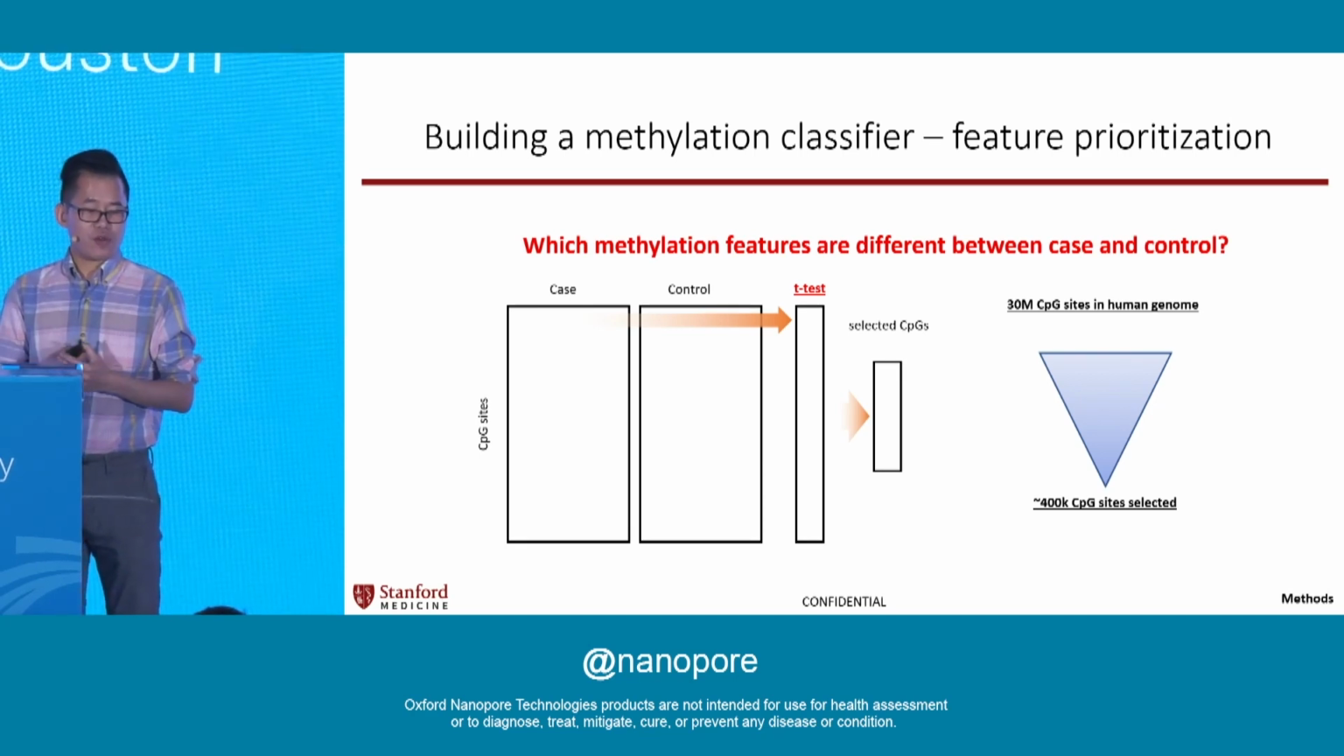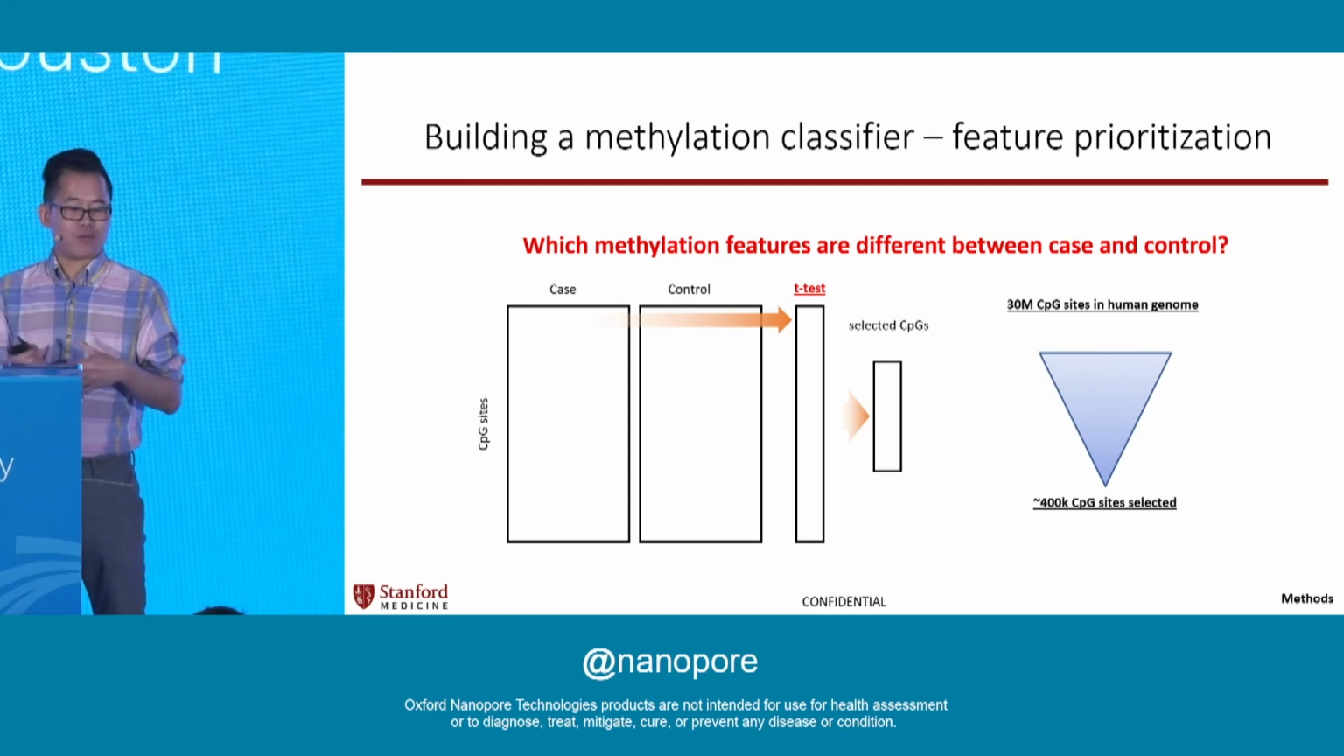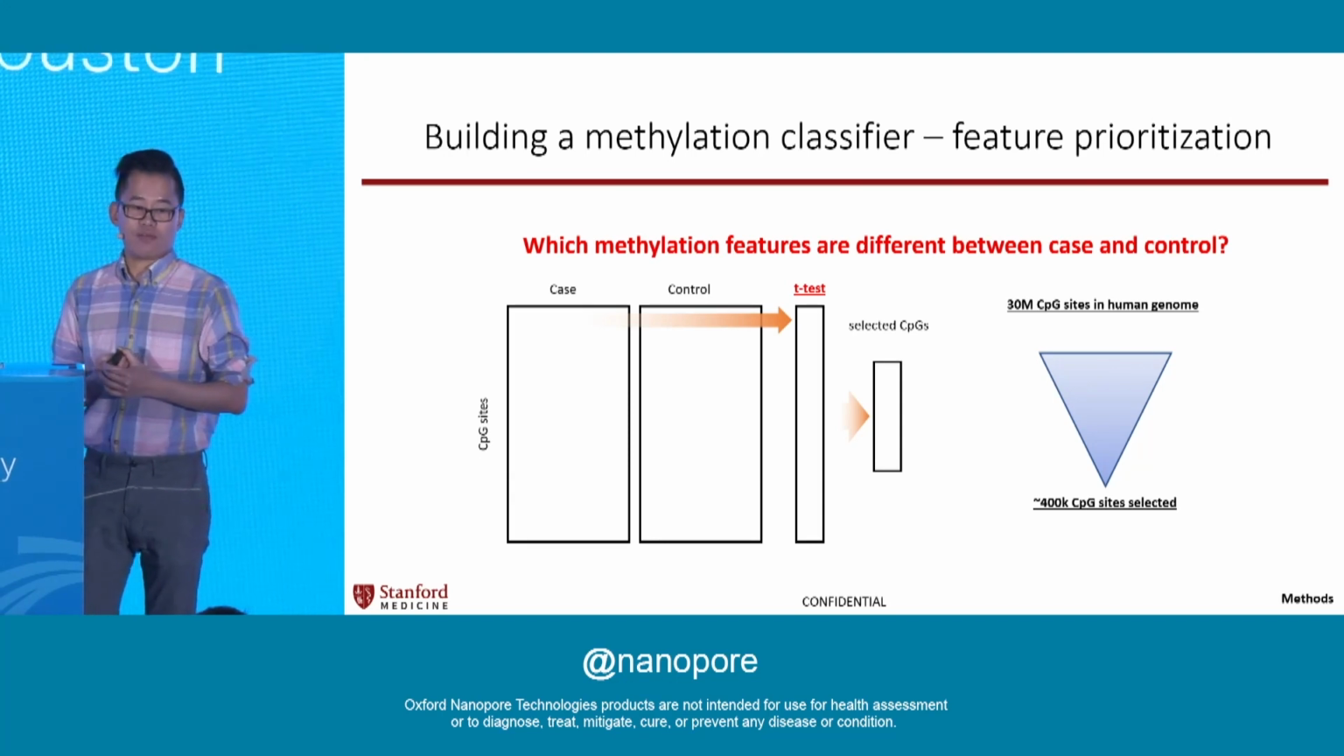So in total, there are about 30 million CpG sites in the human genome. We can narrow this down to about 500,000. So basically, we take about 1% of these biomarkers and carry them forward for analysis.